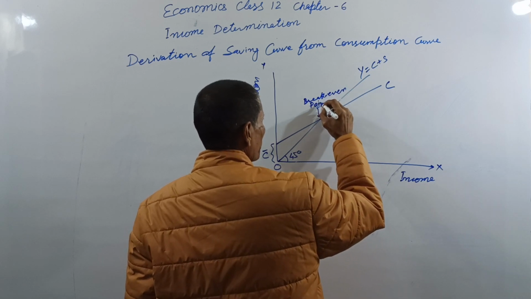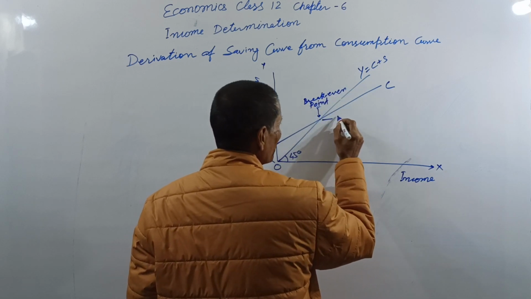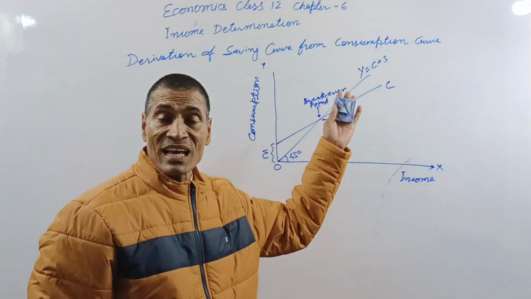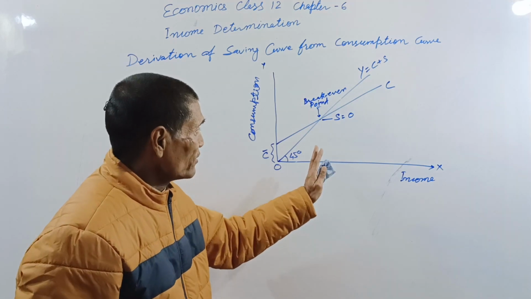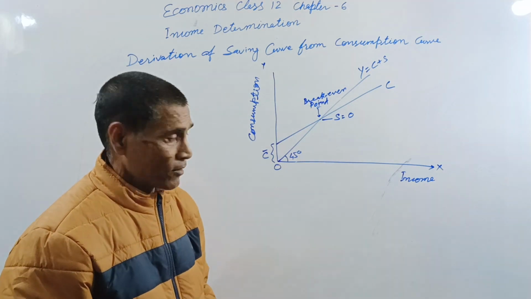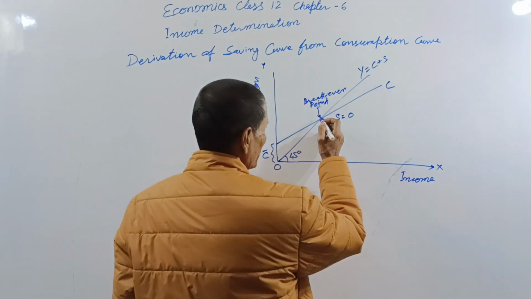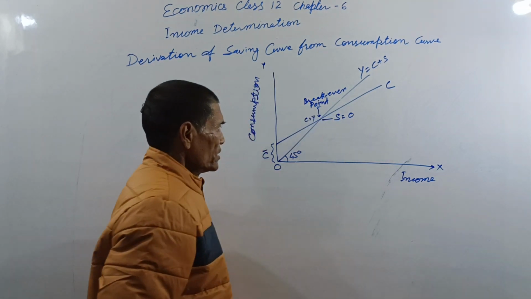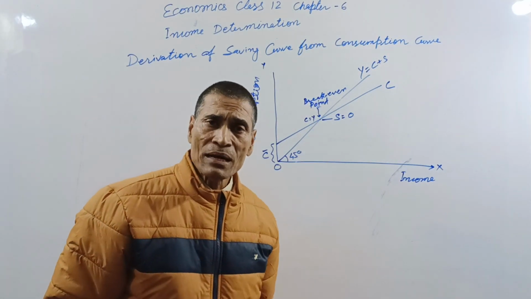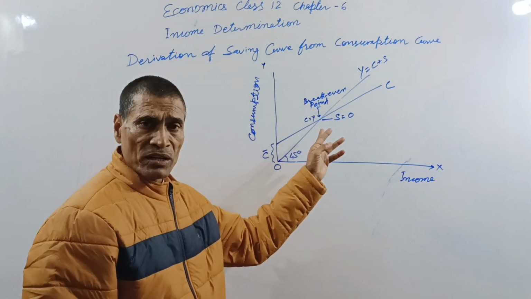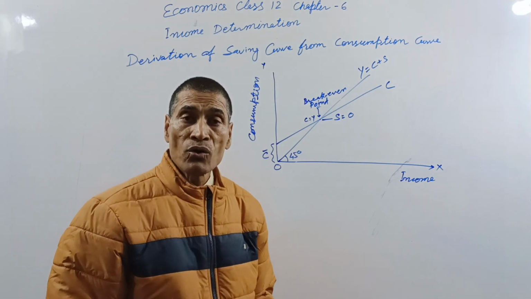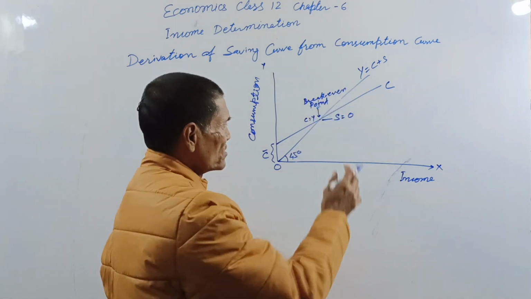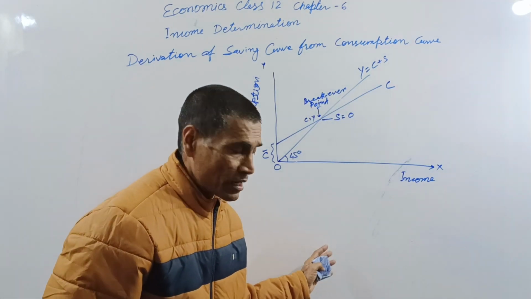This is the break-even point, and at the break-even point S equal to 0, saving equal to 0. It was already discussed in the previous class. Right now we are not going to discuss more. As you know, at this level consumption equal to Y, C equal to Y. Whatever income there is, it is consumed. So Y equal to C. Now, on this basis, we shall draw the saving curve.